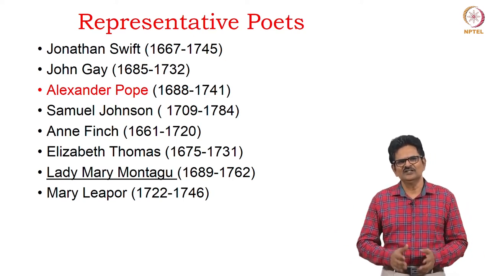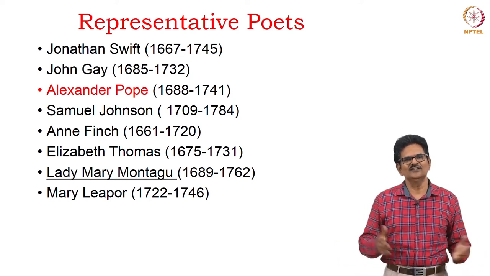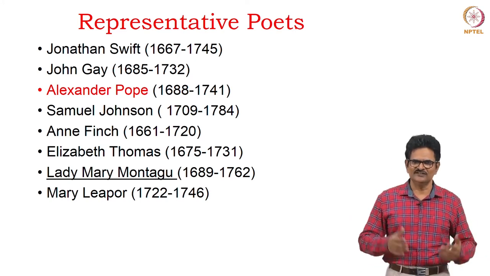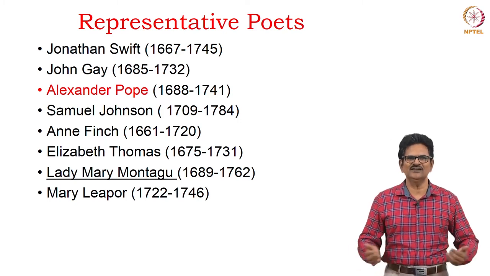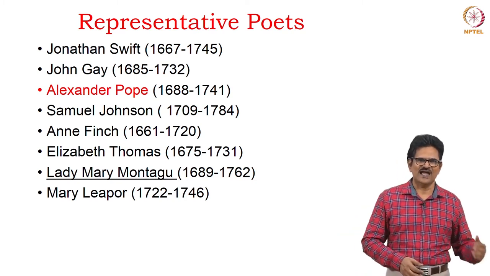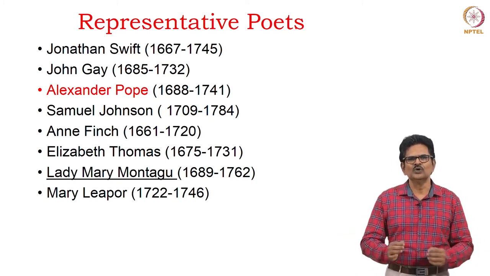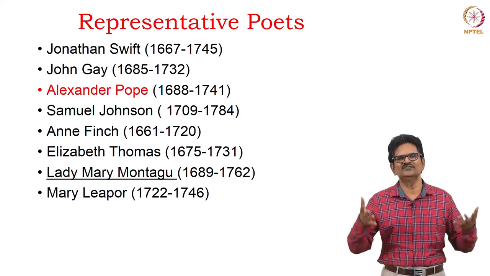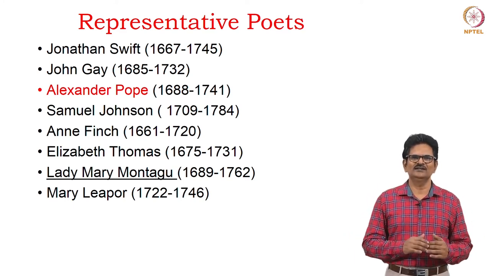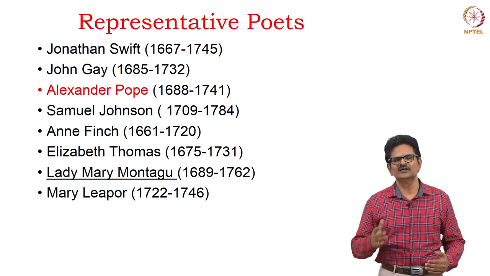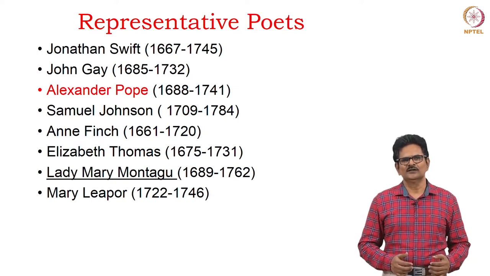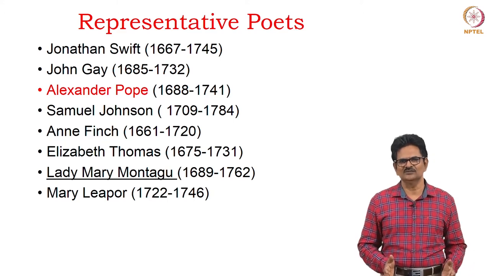Even Jonathan Swift is primarily known as a novelist. John Gay is more of a dramatist. He used songs in his drama, The Beggar's Opera. Samuel Johnson is a poet, but he is known primarily for his criticism and dictionary. And all other poets are quite surprisingly women that we have noted. And Elizabeth Thomas, Lady Mary Montague, who incidentally was a friend of Alexander Pope. Later on she became an enemy of Pope. So we will find Pope attacking Lady Mary Montague in his Epistle to Dr. Arbuthnot. The last one is Mary Leapor, who is from a lower class society background, but she was equally popular during this period.